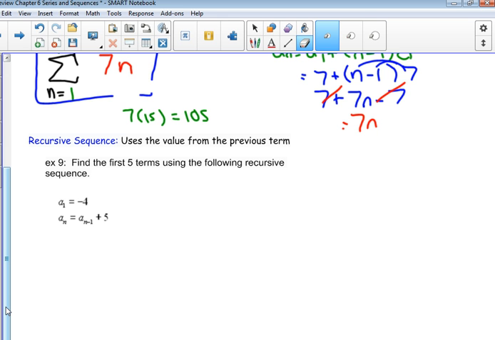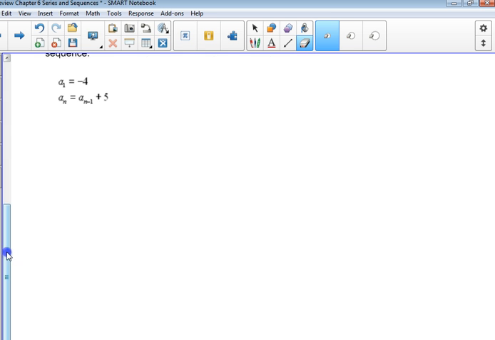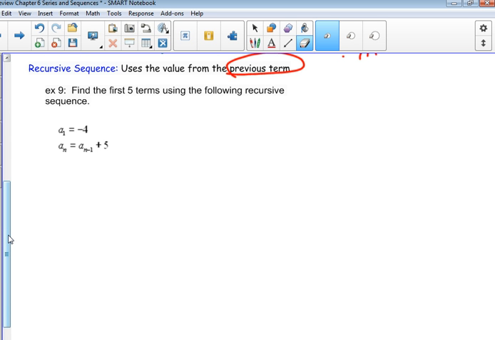Right. Recursive was always that you were using the previous term. And I'm going to show all the substitutions, but once you guys get the pattern, it's not bad. I feel like you just always forgot where to go with it.